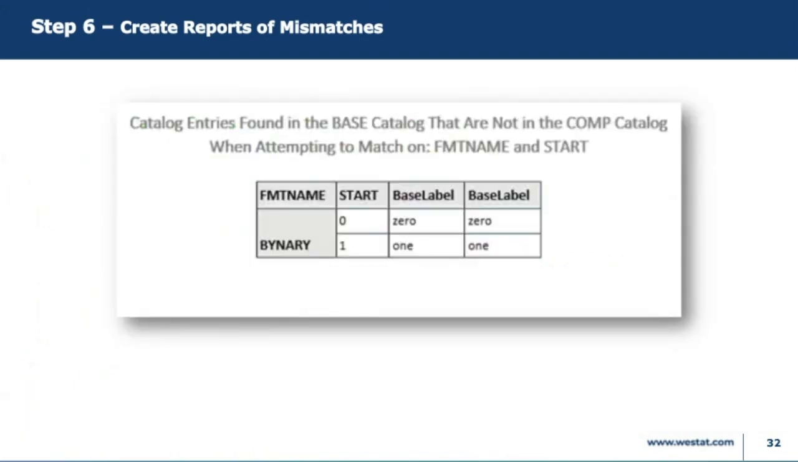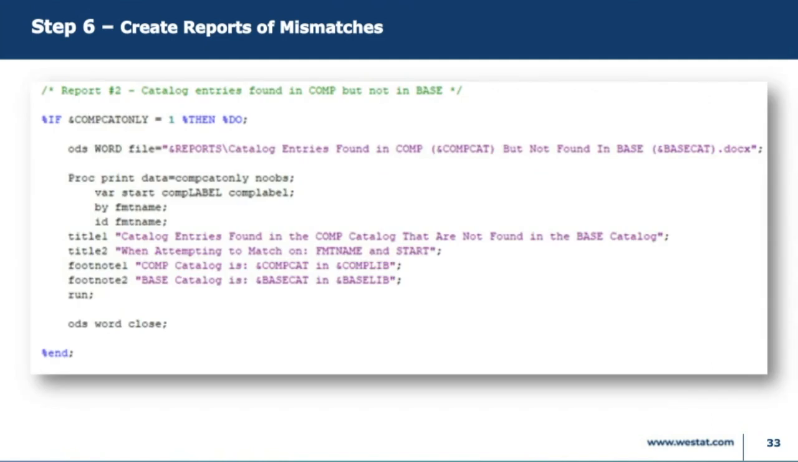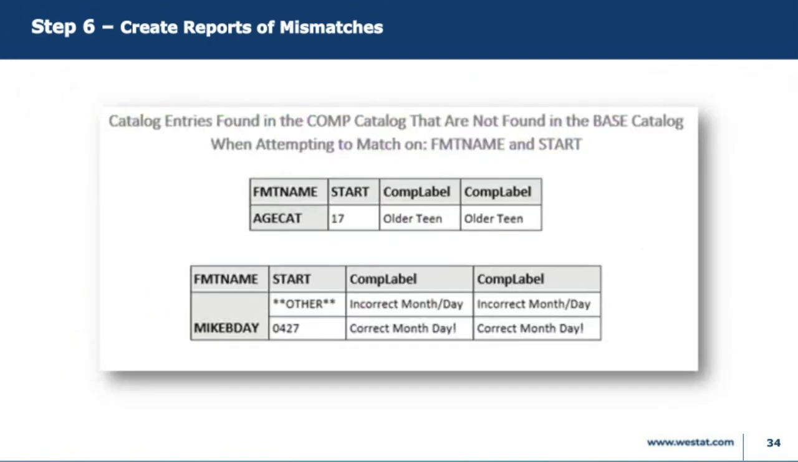And this is what an example of that looks like. So we have catalog entries found in base that are not in the comp catalog when attempting to match on format name and start. You can see the start value, the base label, and the different values. Similarly, we're doing the same thing for comp cat only. And these were ones that were found in the comparison catalog, but not in base. The code is exactly the same, except it's aimed at comp. And here you can see the example of the output.